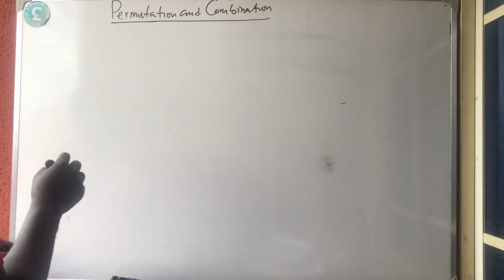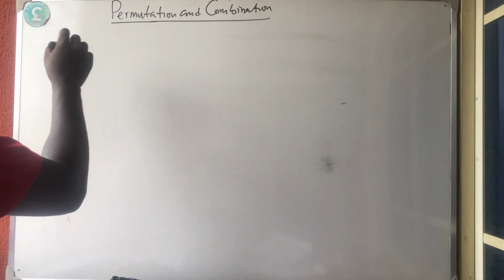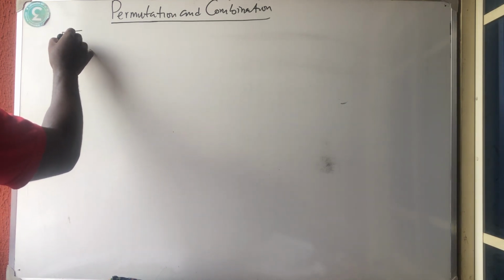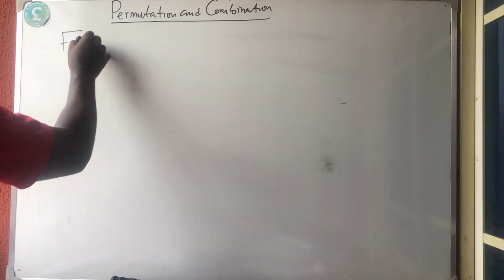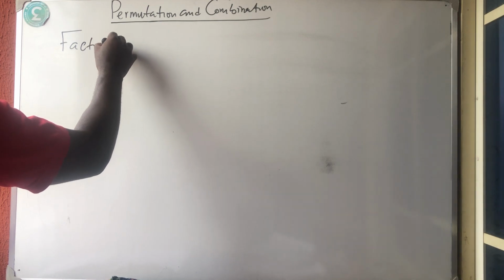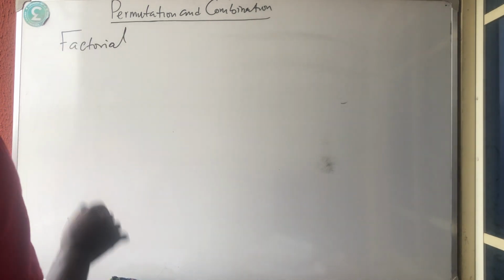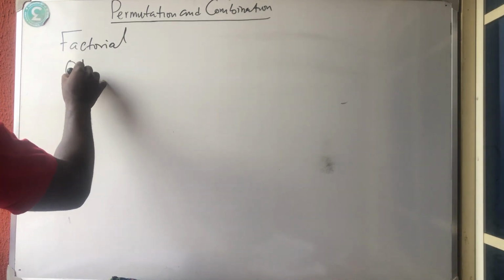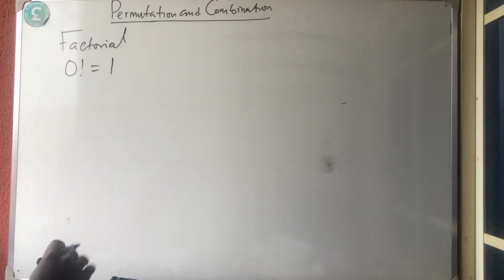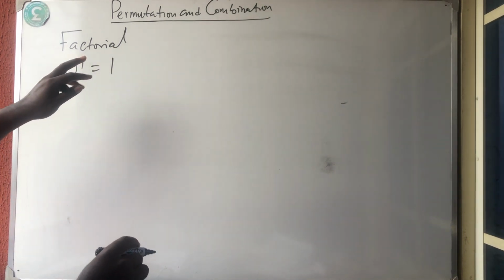Okay, but before we talk about combination and permutation, let's talk about the factorial function, or just factorial. Now factorial, just know that 0 factorial is 1. That's the only one that is odd. Just know that 0 factorial is 1.